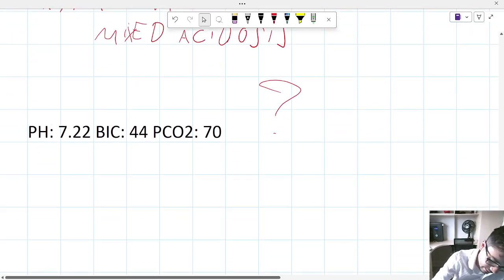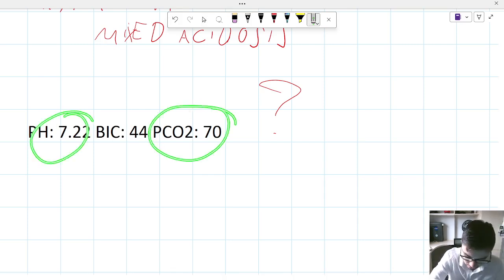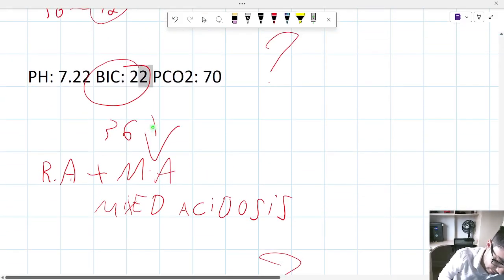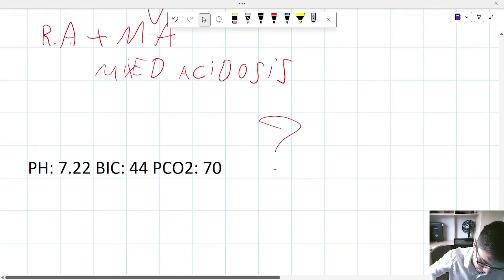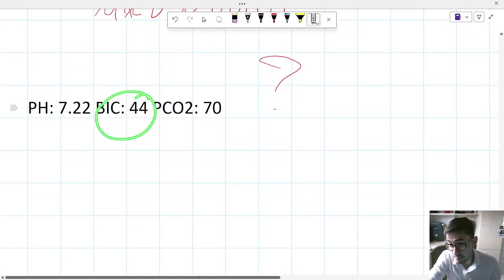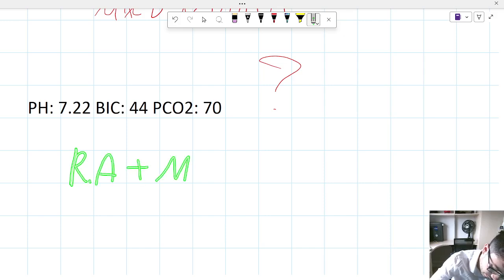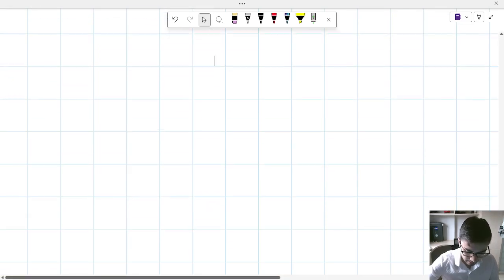We have the same values for the pH and PCO2. We are still with acidosis, with respiratory acidosis again, but the bicarb is higher this time. Remember we calculated our target for bicarb and it was 36. So we are now at 44, we are above 36. So this will end up being a respiratory acidosis with a metabolic alkalosis. Did you guys get it?